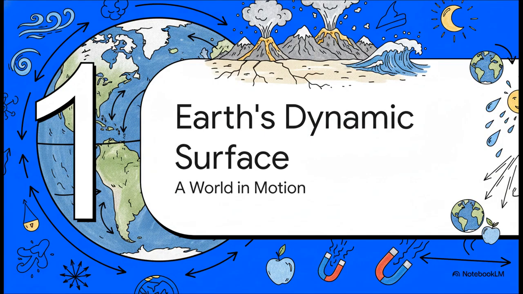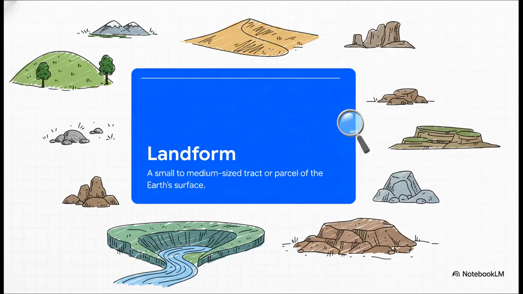All right, our first section is all about the fundamental forces at play. You can almost think of the Earth's surface as this giant canvas where a constant battle is being fought. So, the most basic building block of any terrain is what we call a landform. It's really just a piece of the Earth's surface. It could be a hill, a valley, a sand dune. Each one is its own distinct feature.